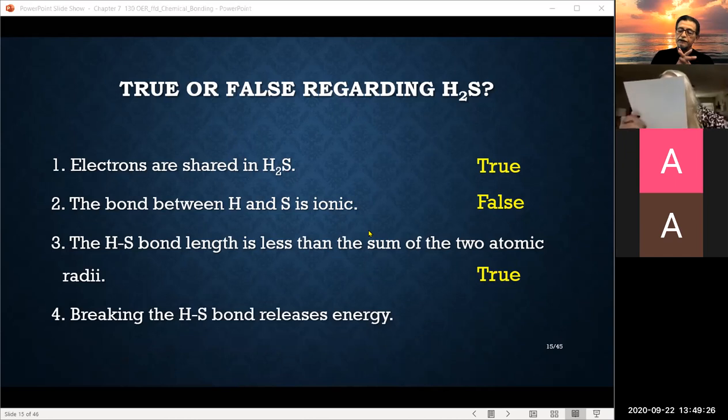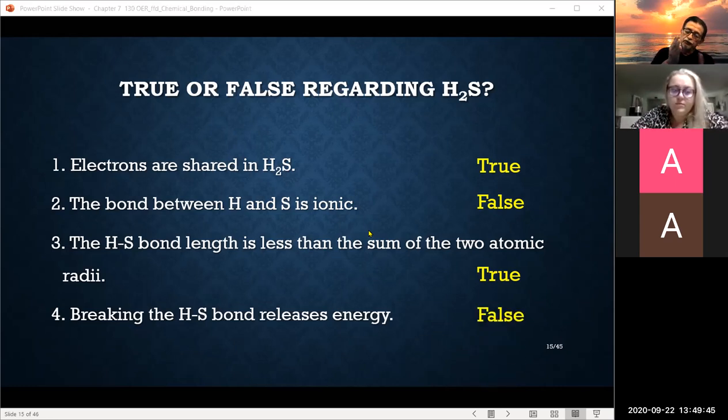Breaking that HS bond releases energy. Would that be a true statement or a false statement? Would it be false? That'd be correct, because to break any bond, to break anything, it takes energy. You've got to put energy into the system to break that bond.